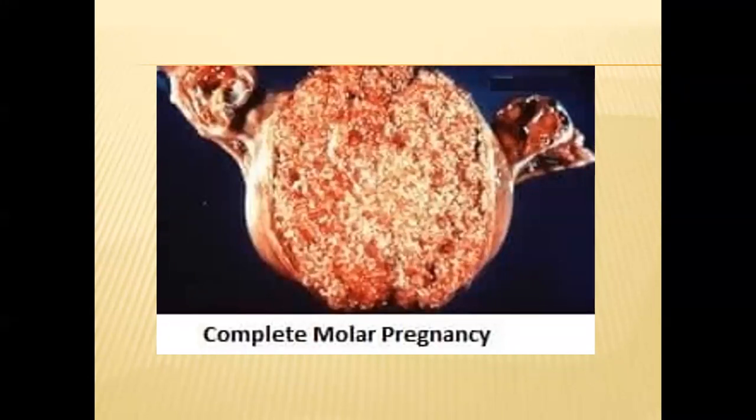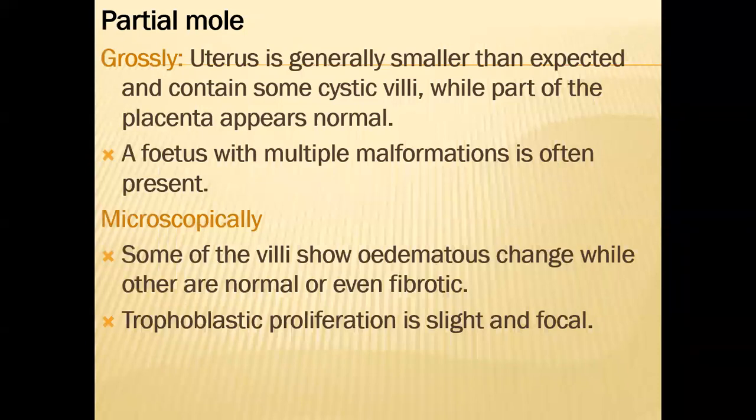fetus is there. Now the second is the, as you know, the non-invasive is again dividing two, as I have told you, the complete and partial। तो complete हमारा हो गया, अब ये partial, grossly uterus is generally small। अगर हम compare करें with the complete, तो uterus is generally smaller than expected and contains some cystic villi, while part of the placenta appear normal. So the part of the placenta appear cystic, but part of the placenta appear normal. A fetus with multiple malformations, congenital anomalies is present.